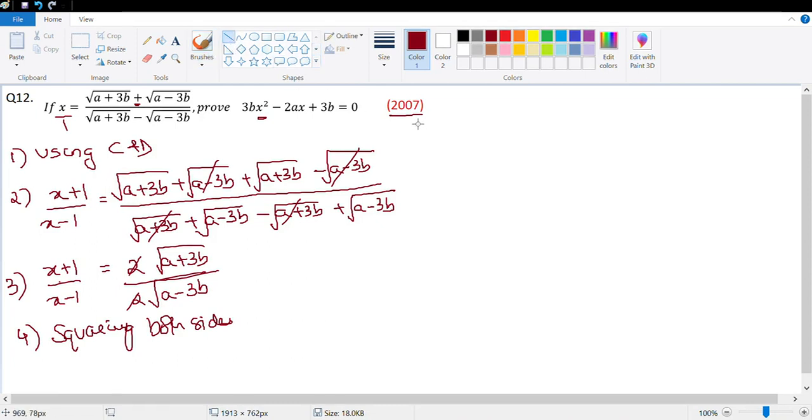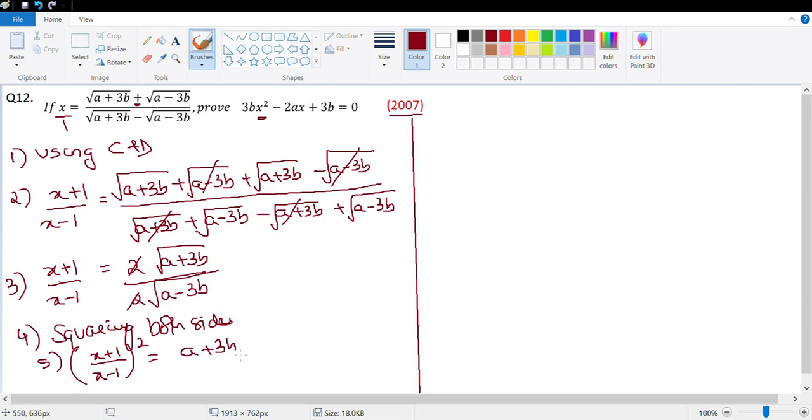That will help me with both the cases, which means I will have an x square also, and I won't have the square root sign in the right hand side. So that would be (x plus 1 upon x minus 1) the whole square is equal to (a plus 3b) upon (a minus 3b). Let's take the square of x plus 1.